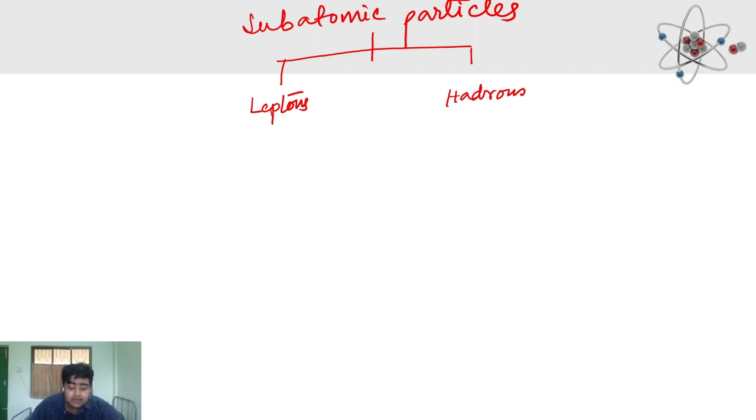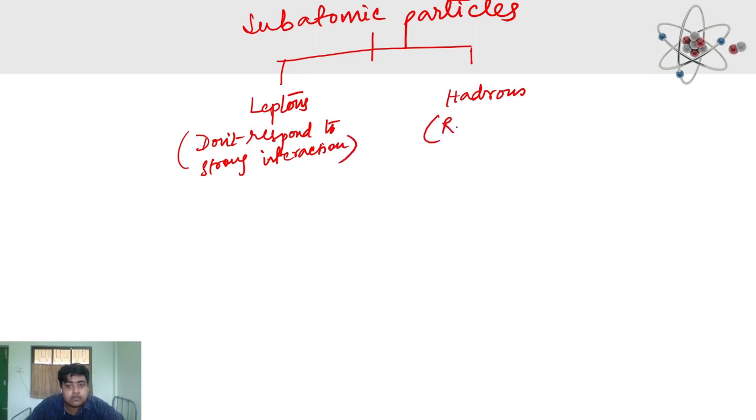Now, I said that on the basis of interaction. So, what is the difference between leptons and hadrons? Leptons don't respond to strong interaction. Hadrons respond to strong interaction.